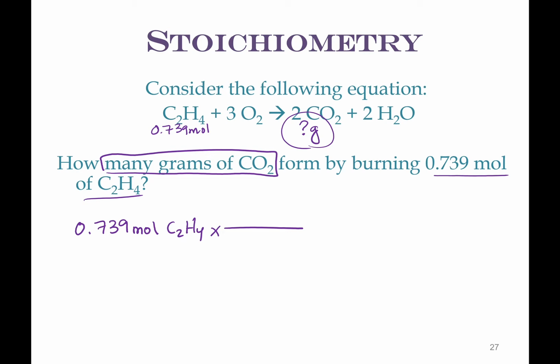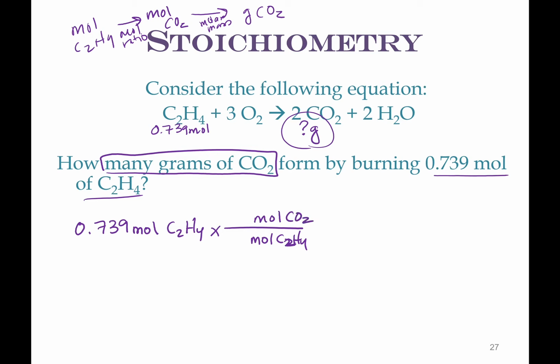First, we need to go from moles of C2H4 to moles of CO2. And then we use molar mass to go, this is mole ratio. We use molar mass that we know how to calculate to go from moles of CO2 to grams of CO2. So that's going to be our pathway. So we get rid of moles of C2H4, that's a 2, and we go to moles of CO2. So those numbers come from our balanced chemical equation, a 1 and a 2.